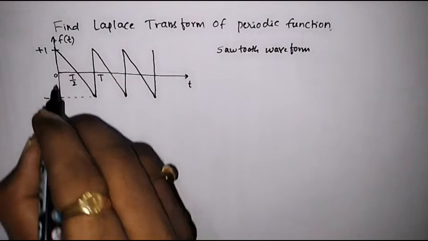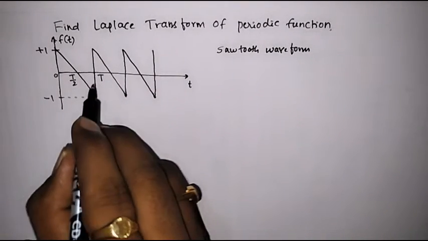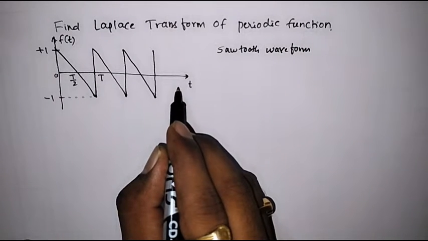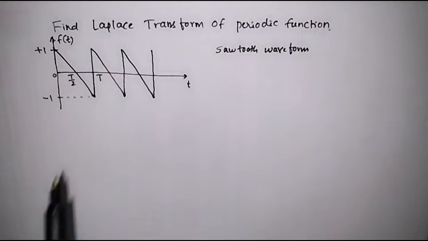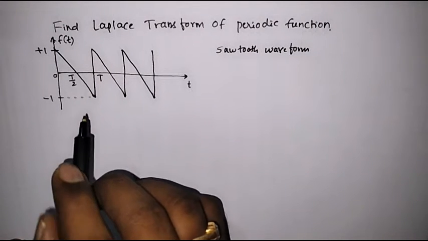Now I'll take only one cycle, that is from 0 to T, because at every T the same signal will repeat. So we'll find only the Laplace transform of one cycle. Later we'll find the Laplace transform of the entire signal.